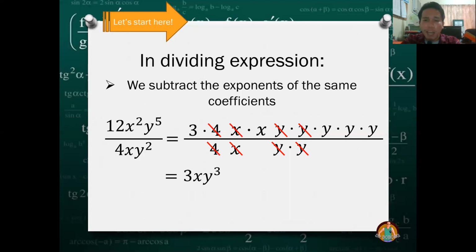So once you know we just subtract the exponents, you don't need to factor the y and the x. You can go directly to subtraction of the exponents of the same variables. Okay? So it's that simple. All right? Okay, let's go.